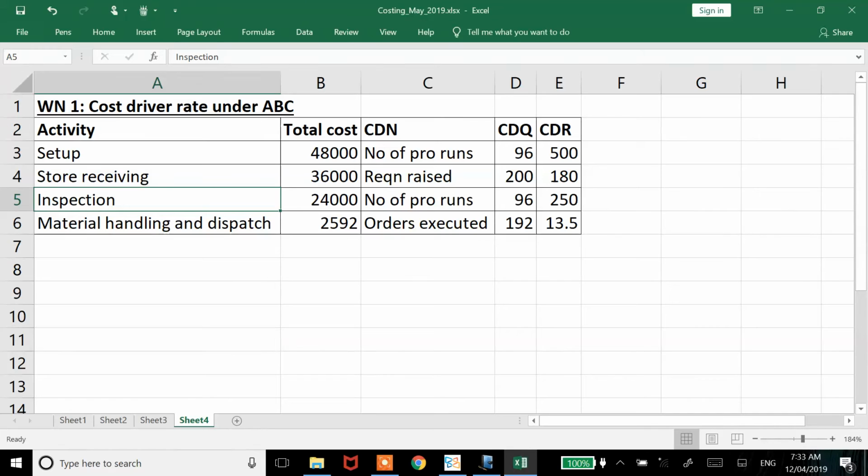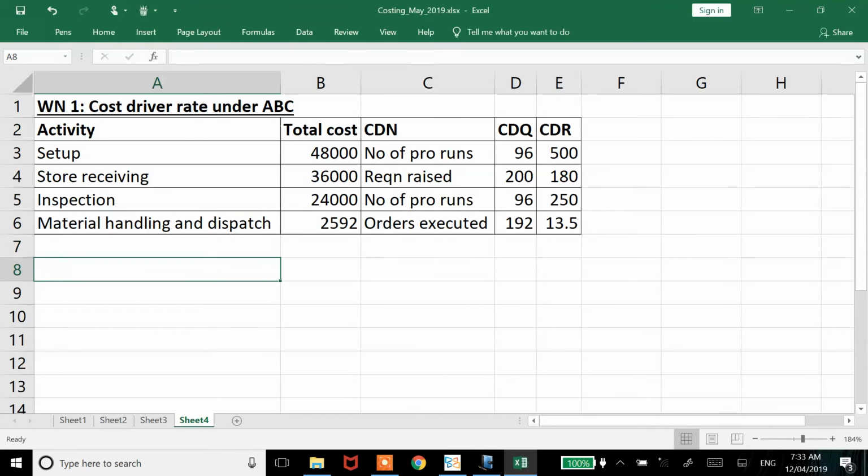100 units will need 2 production runs, so inspection cost is 2 into 250. 100 units will need 4 orders executed, 4 into 13.5. So you are indirectly trying to make everything a variable cost, a traceable cost to the end product. So when you are doing any planning for the next year, or cost analysis, it helps you in identifying the real reason for a cost being incurred by the company. Any doubts on this?